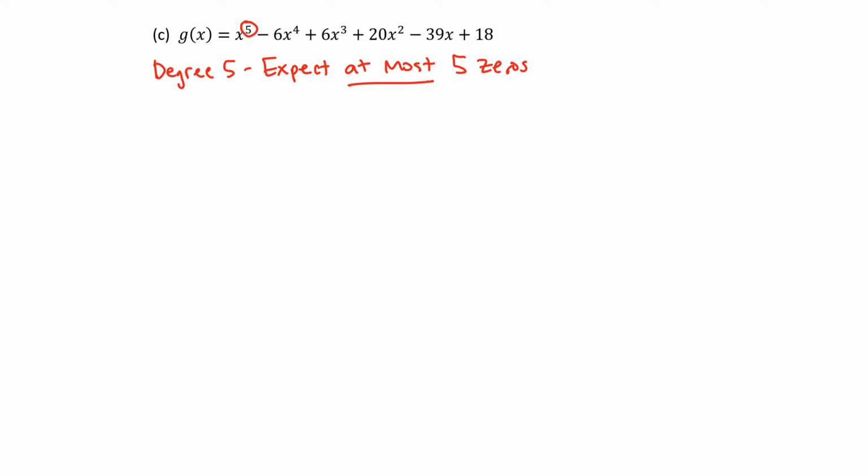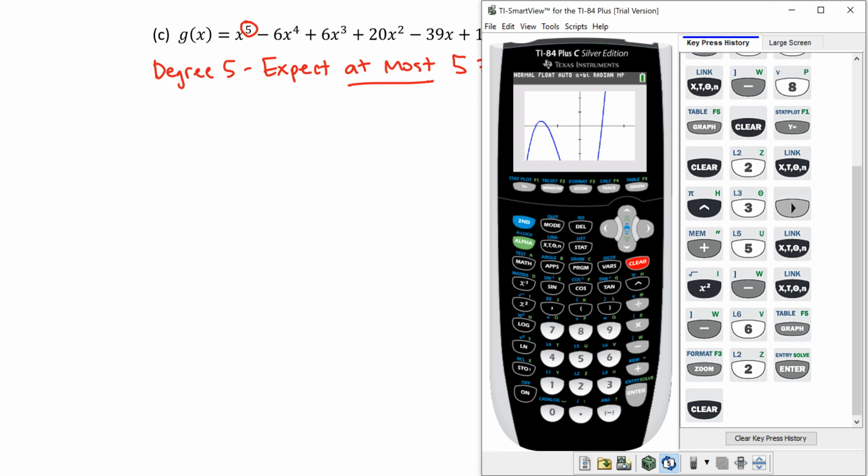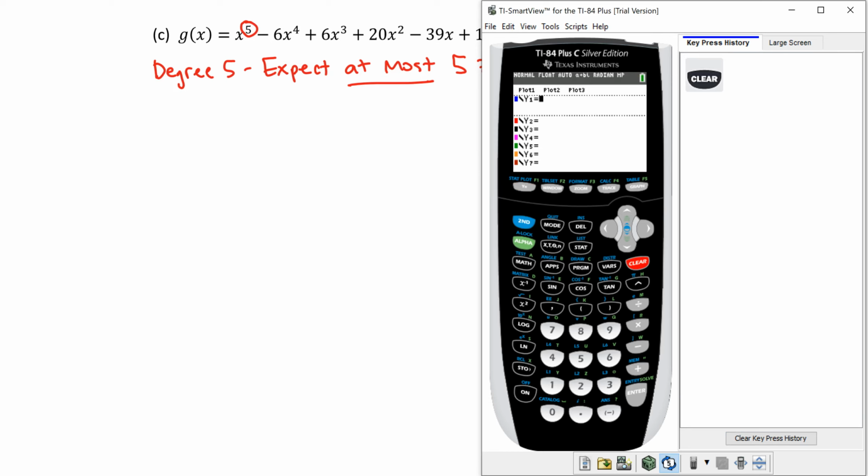It is possible that some of those zeros repeat, and we'd be able to see this by the behavior of the graph at the x-intercepts. So let's go ahead and type this in. This one might take a while to get typed in. A lot of terms here.